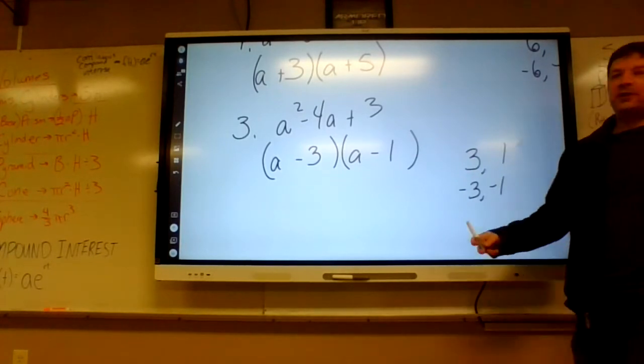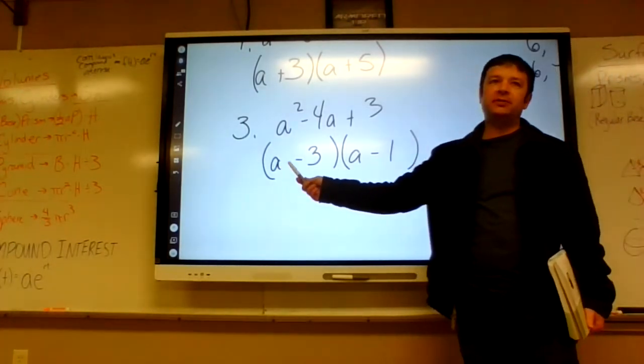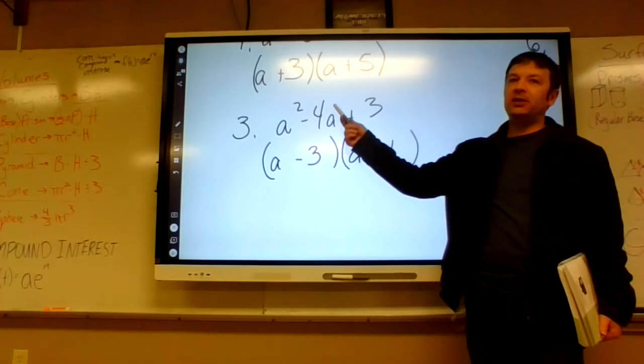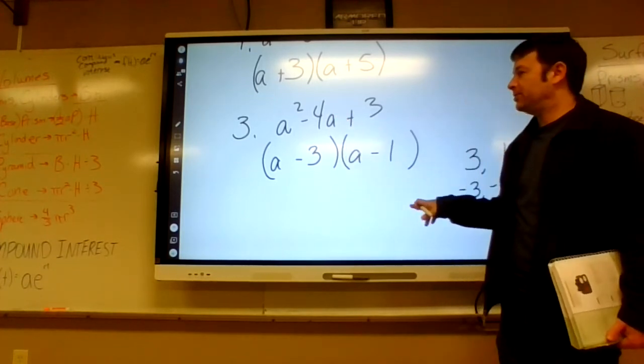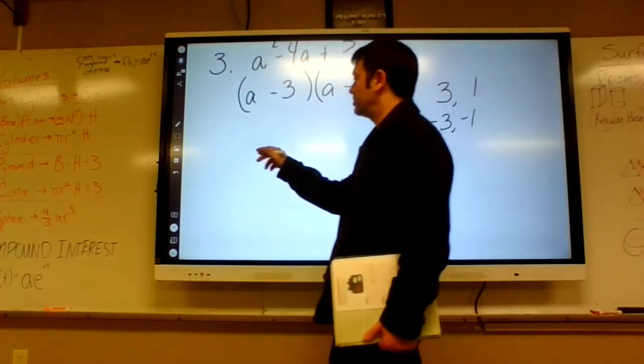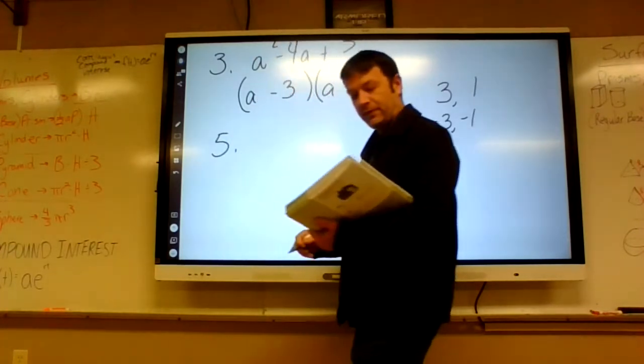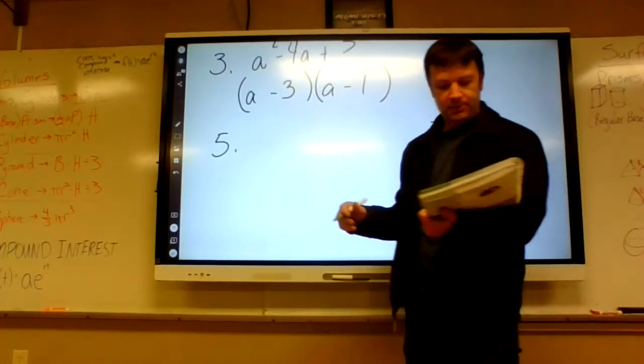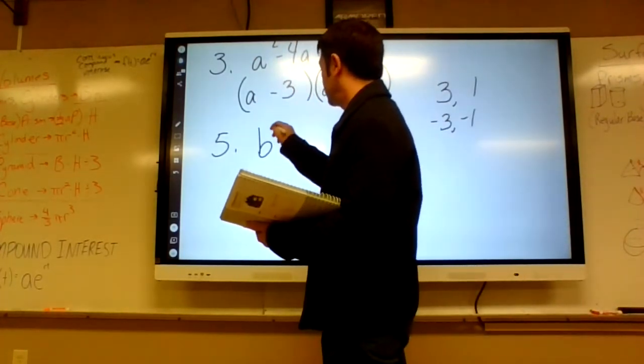Guess what happens if I FOIL these two right here? It'll make that. You could check it if you wanted to by FOILing all of these. Number 5, b squared plus b minus 20.